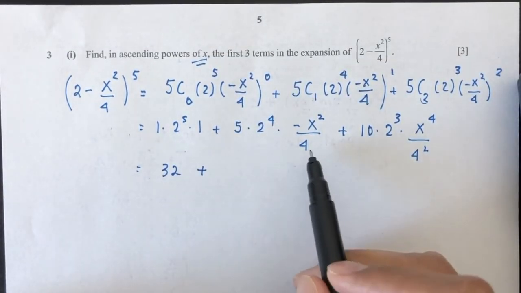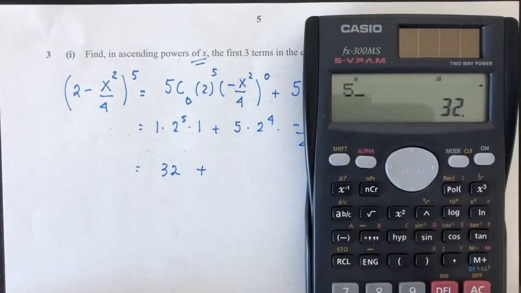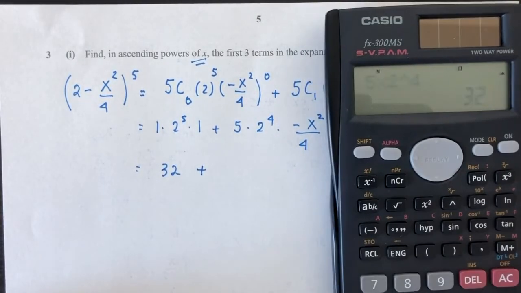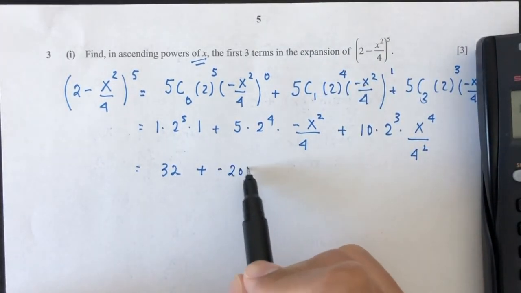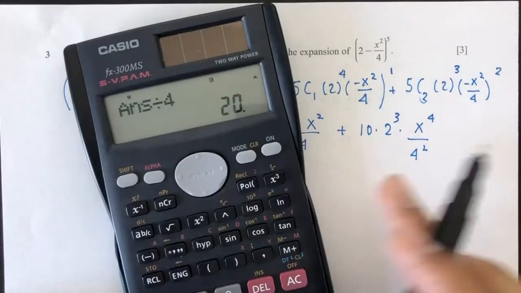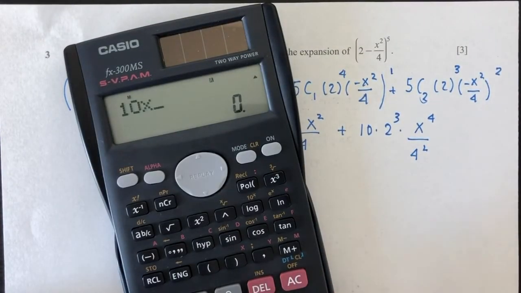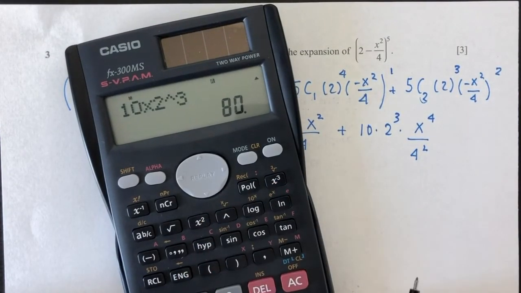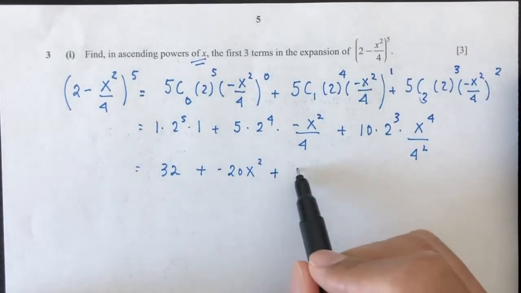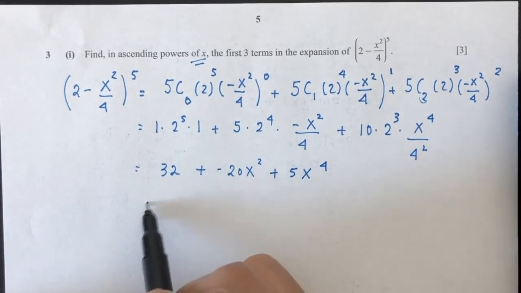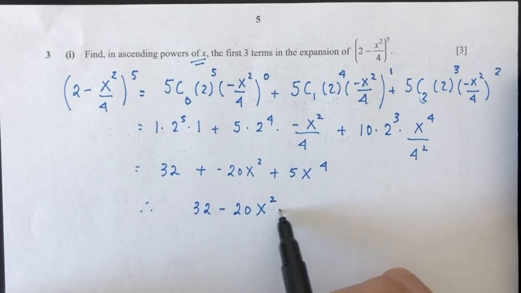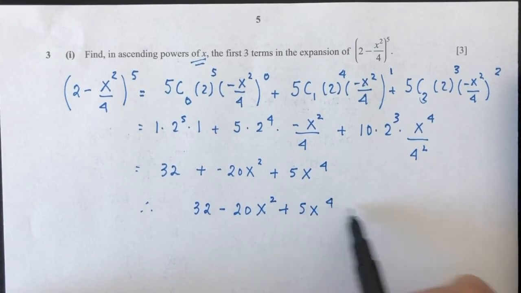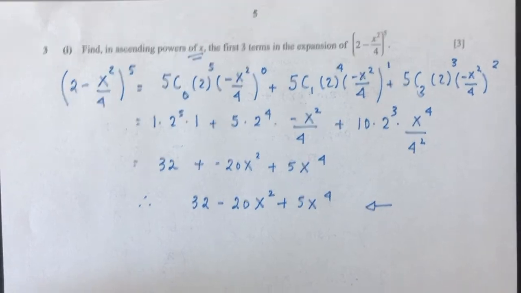And then if you simplify this, let's do that. 5 times 2 power 4, and then divide by 4. That will be 20, minus 20x squared. And then for this one, let's try. So 10 times 2 power 3 divided by 4 squared. That will be 5, so plus 5x power 4. So your answer is 32 minus 20x squared plus 5x power 4. This will be part 1.